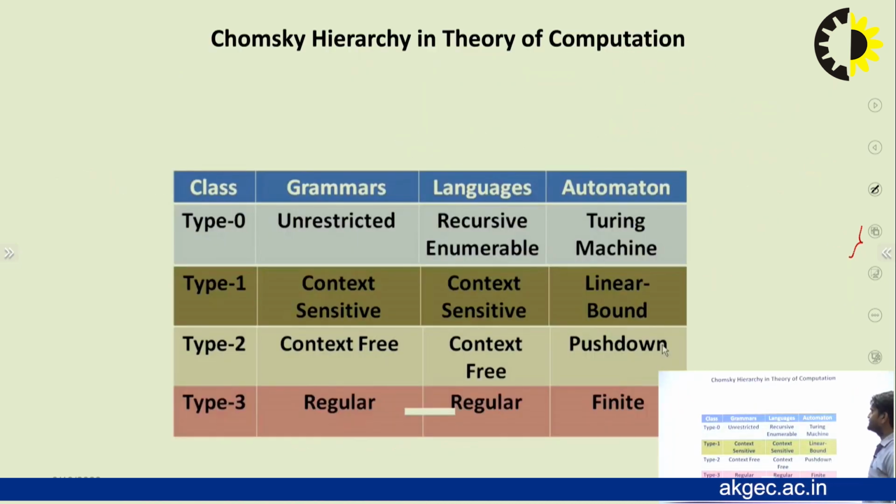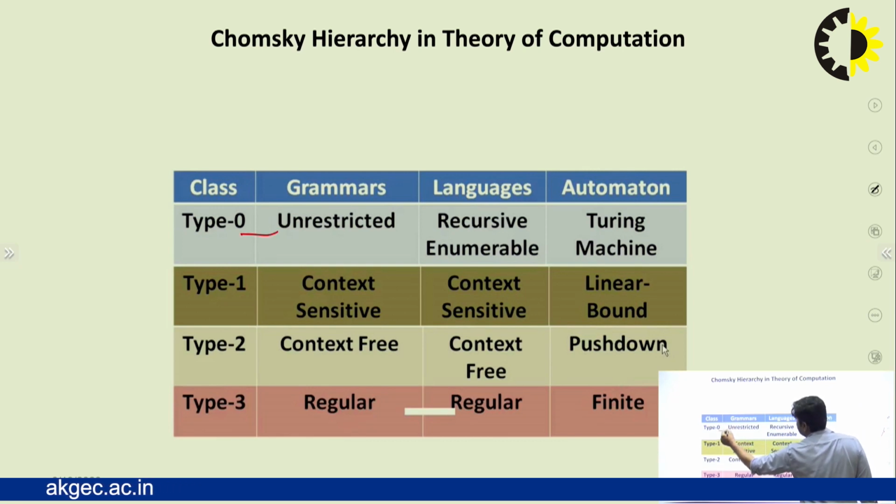Next, we discuss in more detail the grammar. We discuss the Chomsky hierarchy in the theory of computation. Here we discuss that grammars are classified on the basis of classes. There are different classes: type 0, type 1, type 2 and type 3. Type 0 grammar is also known as unrestricted grammar.